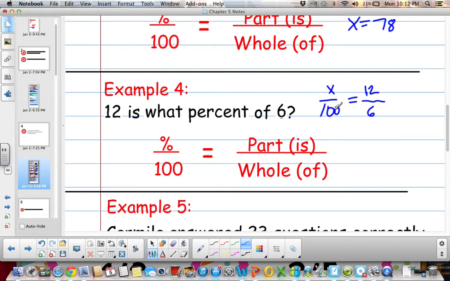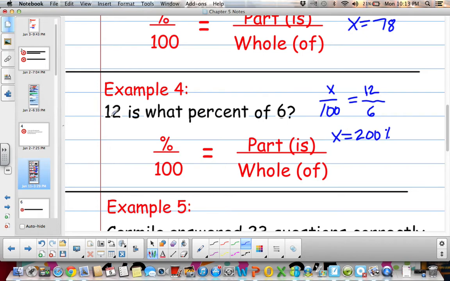So this time we take 100 times 12, because we always take our cross product first, the two numbers that are being multiplied together. So 12 times 100, and then we're going to divide it by 6. So 12 times 100 is 1200, divided by 6 is 200, so we have x equals 200, and remember we were finding a percent this time, so it's 200%.